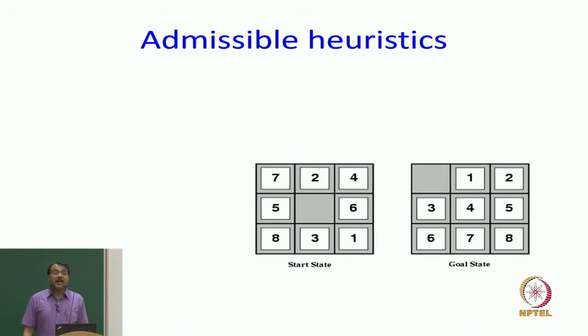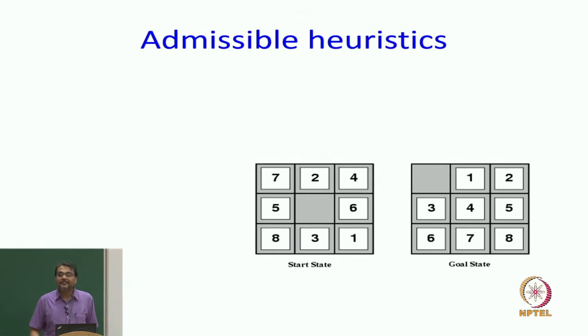Number of misplaced tiles, very good. So, Saigwan suggests that lots of tiles are not in their right position. In particular, how many? 7, 2, 4, 5, 6, 8, 3, 1, all of them actually. All the 8 tiles are in the wrong position. And Saigwan says, for this I will at least need 8 steps to go from start to goal.